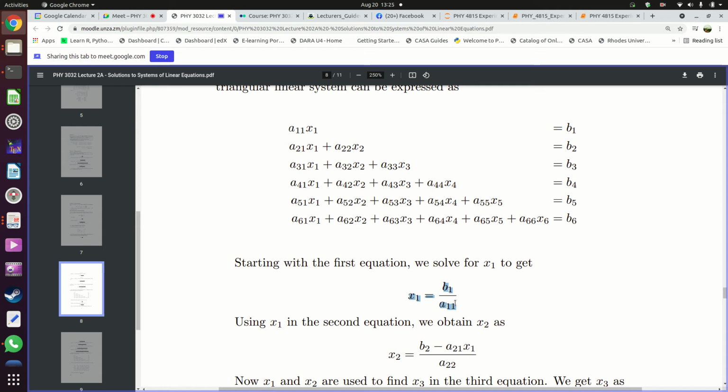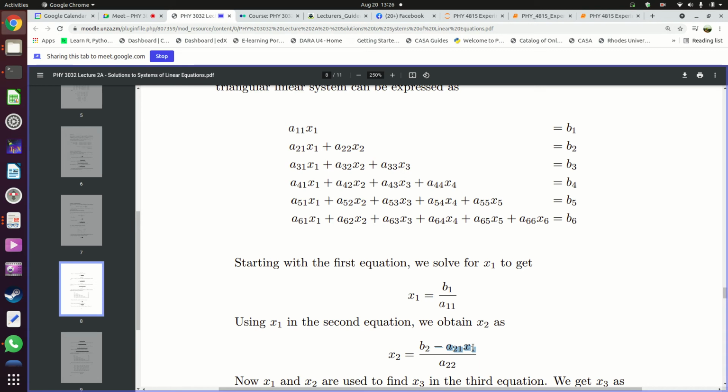Our initial value for x1 is b. Our initial value for x2 is b2. But what we are doing is we are going to subtract a bit of something from the b2, which is what we're doing here. Instead of just having it as b2, we subtract a bit of something. For the first term, it's b1 over a11. For the second term, x2, it could be b2 over a22, but that's not what it is. It's b2 over a22, but from the b2, we need to subtract this much.